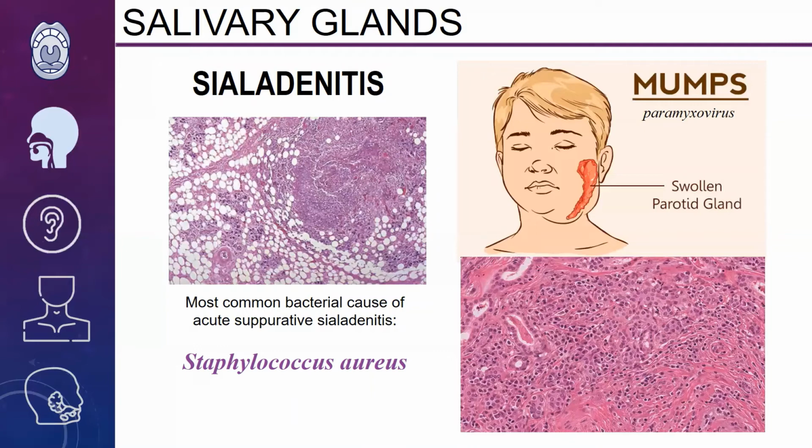Bilateral inflammation of the salivary glands can also occur acutely with mumps virus infection, but the inflammatory infiltrates are mainly composed of macrophages and lymphocytes, and sialadenitis is often patchy and resolves with minimal scarring.